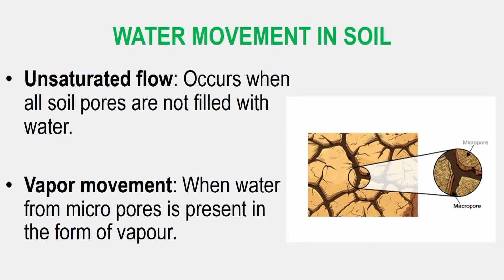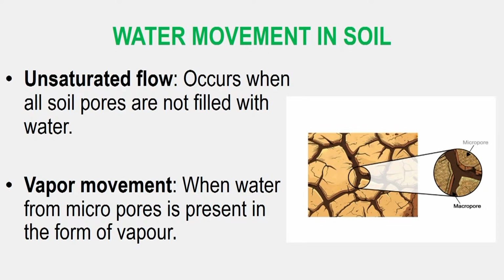Now next comes the unsaturated flow in the soil. Here it occurs when all the soil pore spaces are not filled with water. Here maybe the macropores are not filled with water. However, in soil some of the micropores are filled with water.